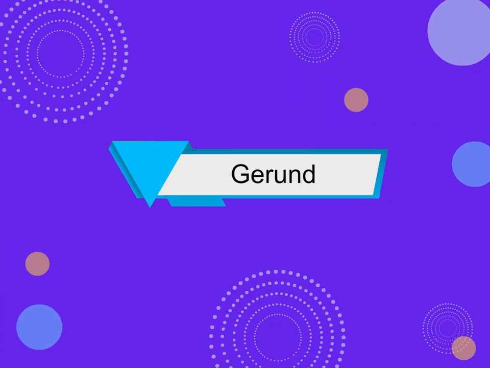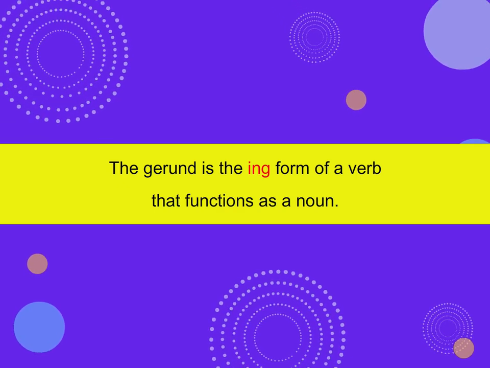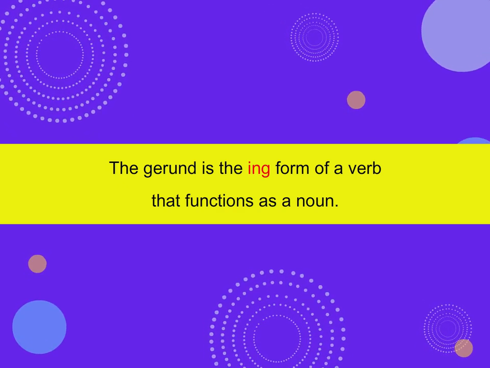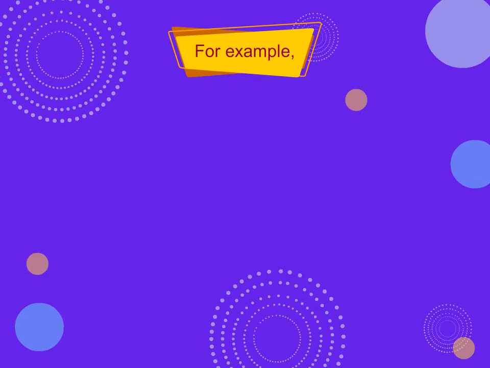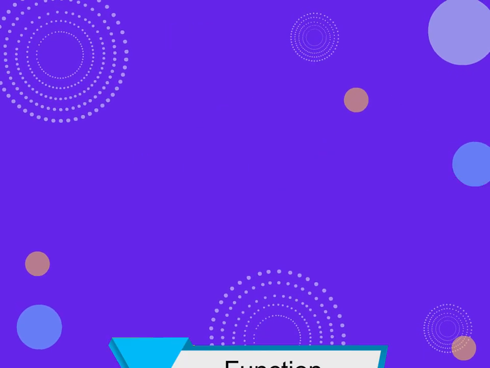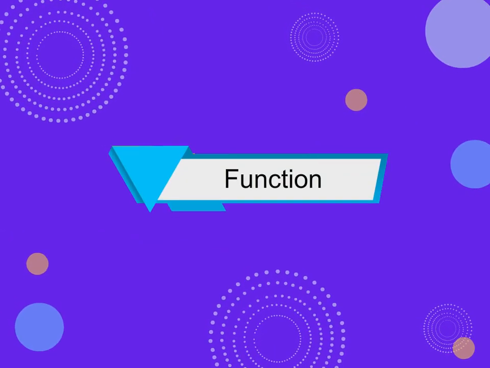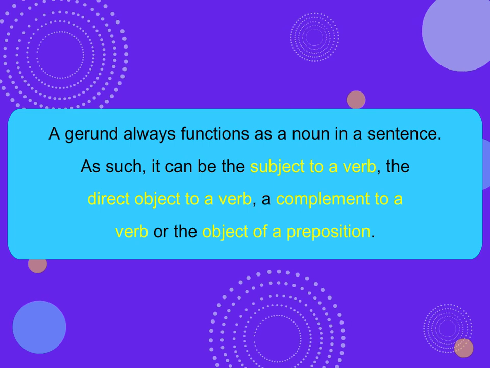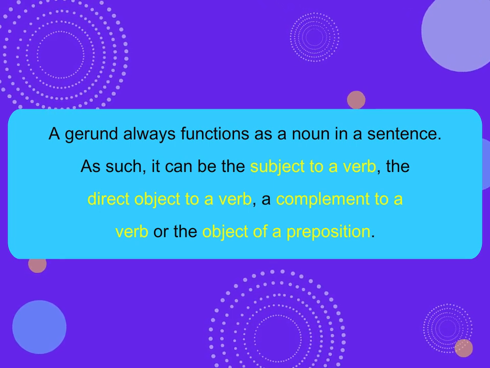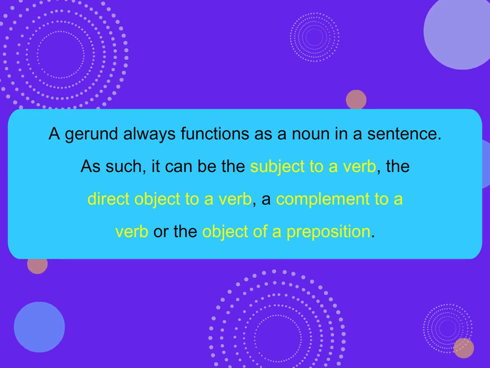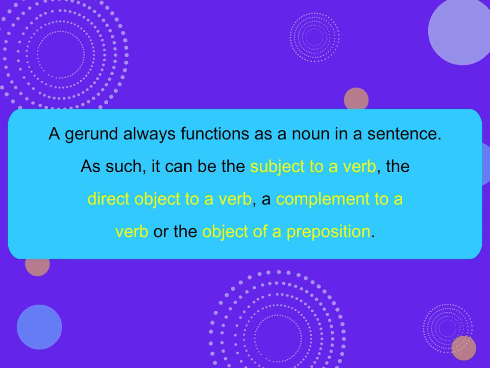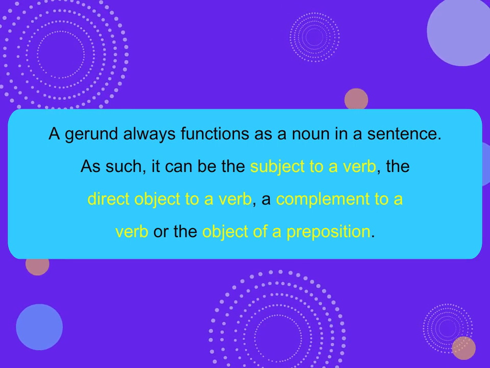Gerund. The gerund is the ing form of a verb that functions as a noun. For example, reading is a good hobby. Let us look at the function of the gerund. A gerund always functions as a noun in a sentence. As such, it can be the subject to a verb, the direct object to a verb, a complement to a verb, or the object of a preposition.